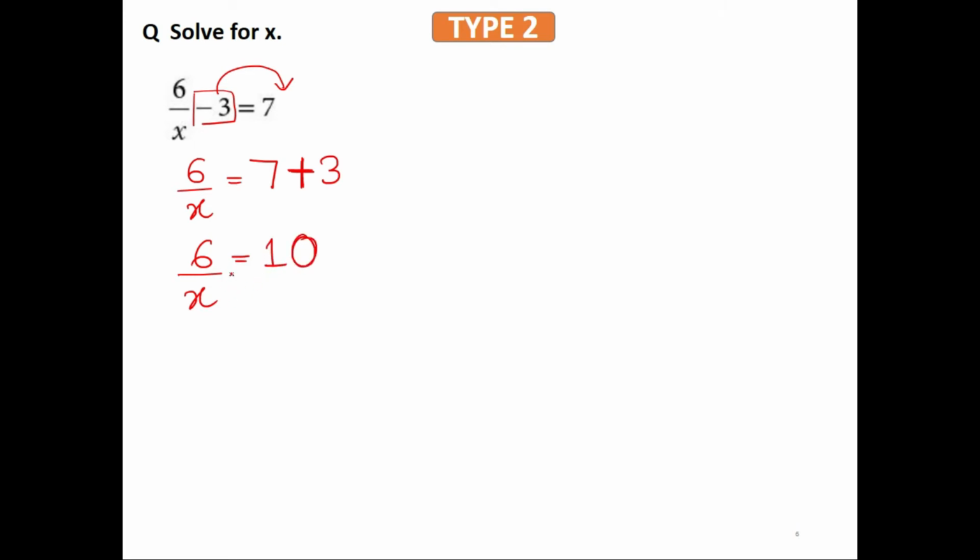Now can I do the cross multiplication? Yes, I can. Now here I can give you two methods. Method 1 will be to flip both the sides of the fractions. Like 6 over x, I can write it as x over 6, and 10 over 1, if there is no denominator, it means 10 over 1, will be 1 over 10.